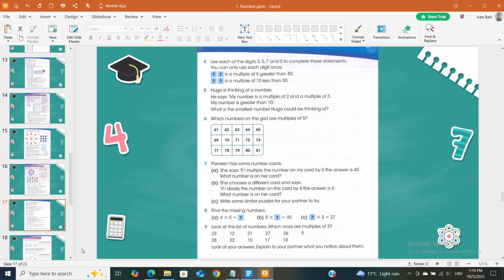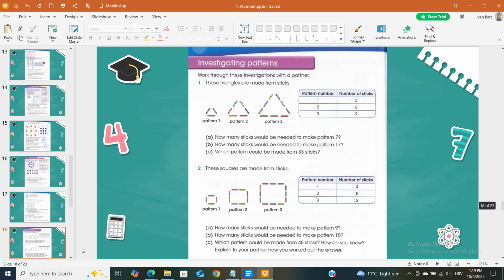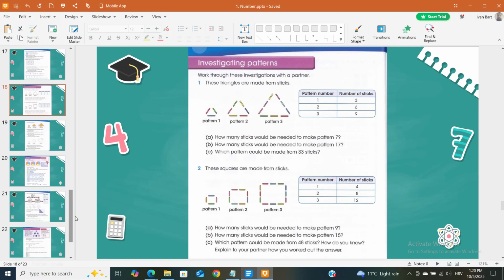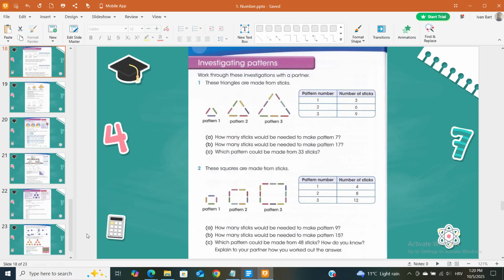Investigating patterns. Work through these investigations with a partner. 1. These triangles are made from sticks. Pattern number, number of sticks: 1, 3; 2, 6; 3, 9. Pattern 1. Pattern 2. Pattern 3.